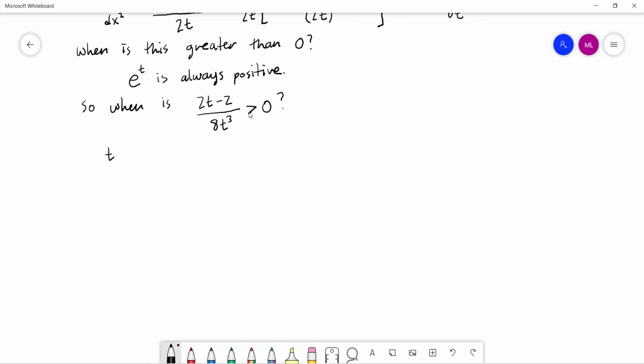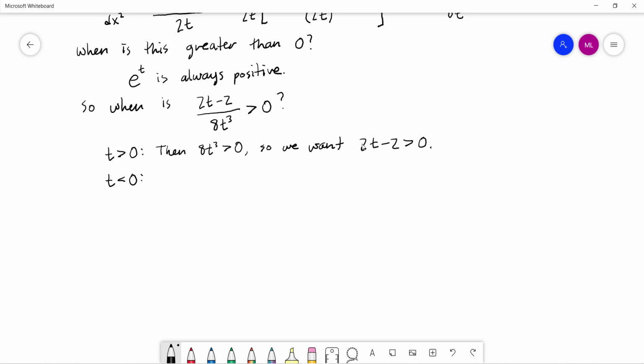So for example, let's see what happens when t is greater than 0 and what happens when t is less than 0. See if we can draw any conclusions from this. And again, t cannot be exactly equal to 0 because this is undefined at that particular point. So when t is greater than 0, what does that tell me about the denominator? When t is greater than 0, then 8t cubed is greater than 0. So we want 2t minus 2 greater than 0. When does that occur? When is this greater than 0?